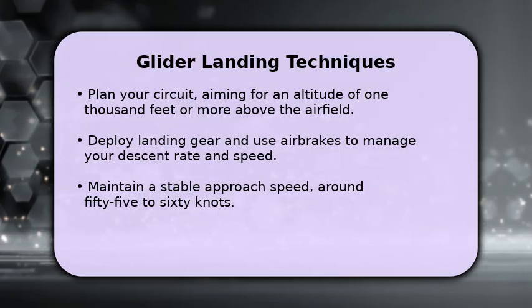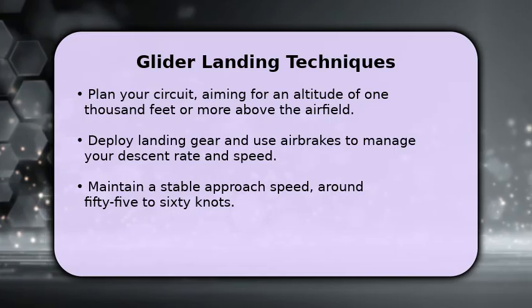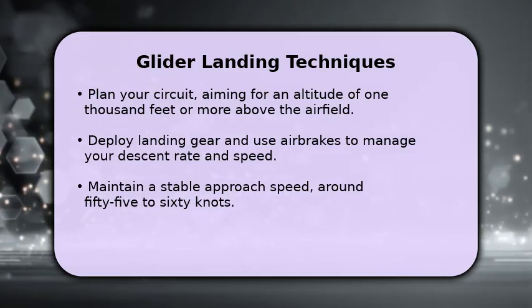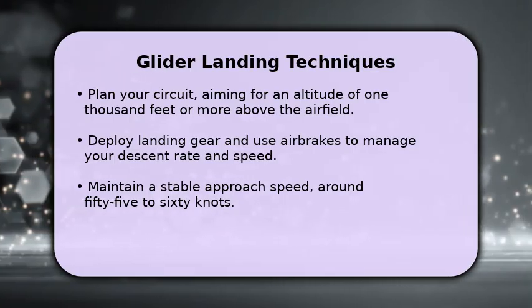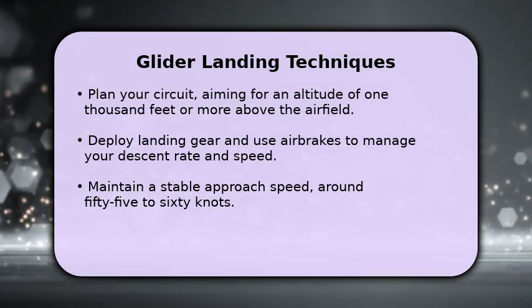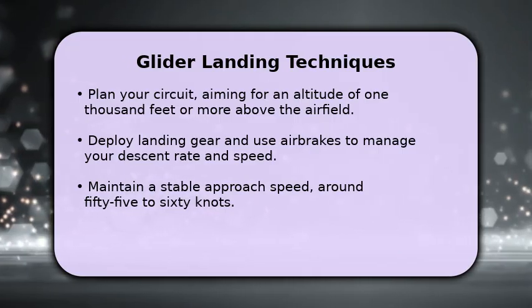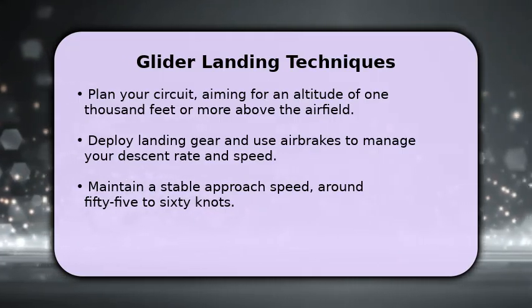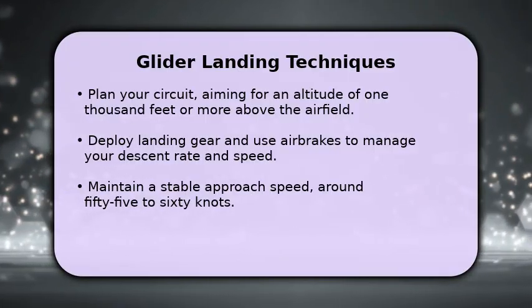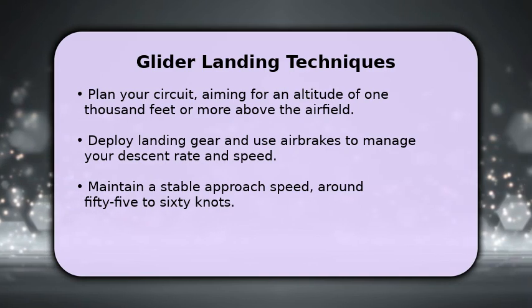Deploy your landing gear and use your air brakes to precisely control your descent rate and airspeed. Aim for a stable approach speed of approximately 55 to 60 knots. As you approach the runway, gently flare just above the surface, aiming to land flat on your main wheel. Apply wheel brakes after touchdown to slow down and maintain directional control.